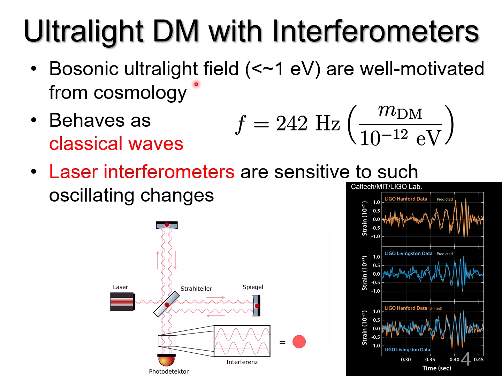Bosonic ultralight fields, or ultralight dark matter, are well motivated from cosmology because they behave as classical waves with a frequency which looks like this. And laser interferometers are sensitive to such tiny oscillations, which was clearly demonstrated by LIGO's detection of gravitational waves. Laser interferometers are sensitive in the 100 Hz range. So this means that this is sensitive in the range of 10 to the minus 12 electron volt.